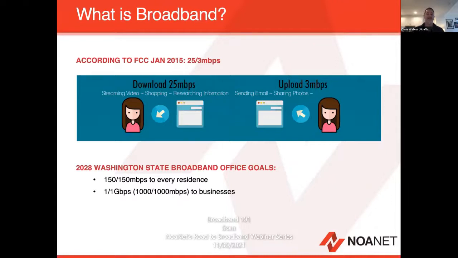And they grow over time based on the observation of the network's capabilities as they become more advanced and more infrastructure is deployed. In our state, Washington, we have a goal to achieve, and that would be 150 megabits per second down and 150 megabits per second up to every home by 2028, and 1 gigabit per second down and 1 gigabit per second up to every business in our state by the year 2028.